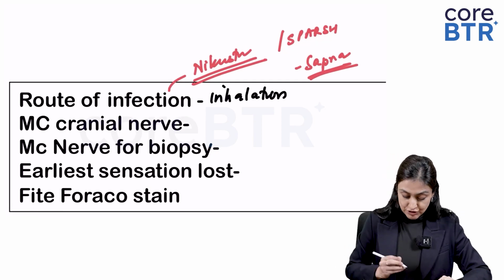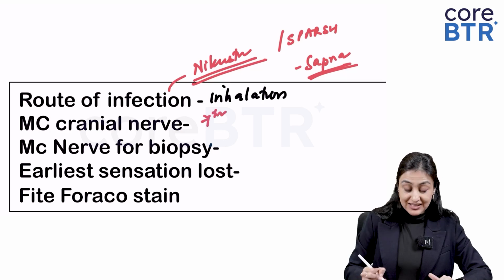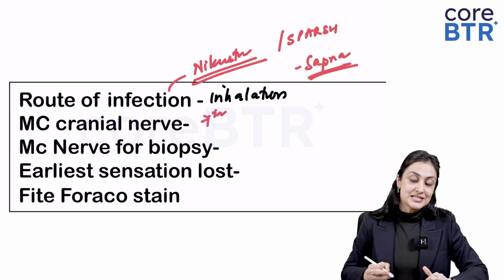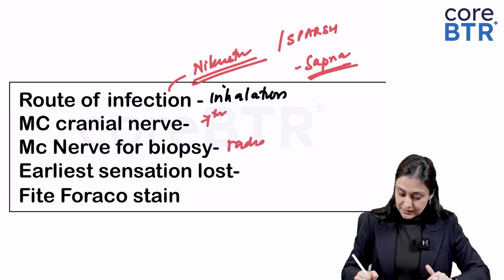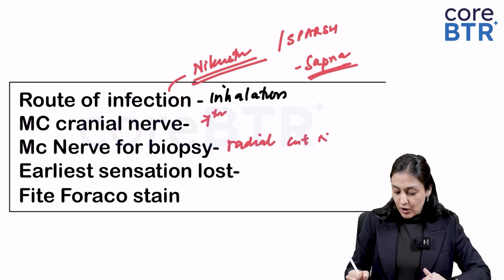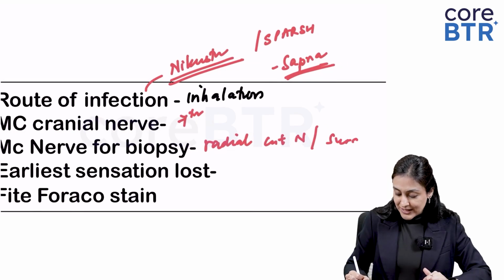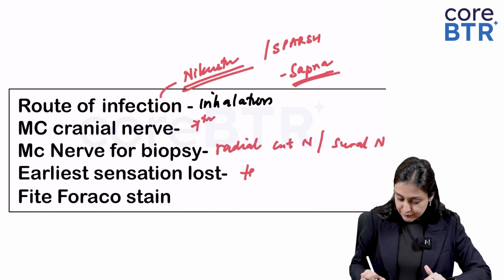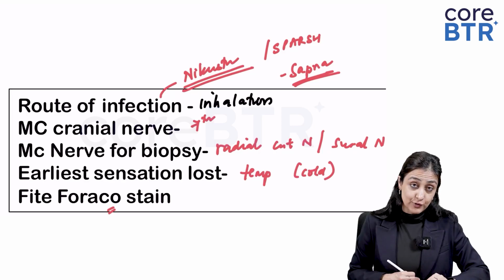So this is inhalation. Most common cranial nerve affected is 7th, but don't biopsy the 7th nerve. What nerve will you biopsy? Pure sensory nerves. So either you can biopsy the radial cutaneous nerve or the sural nerve, right? So radial cutaneous or sural. Earliest sensation lost is temperature, particularly cold temperature, and the stain is Fite-Faraco stain.